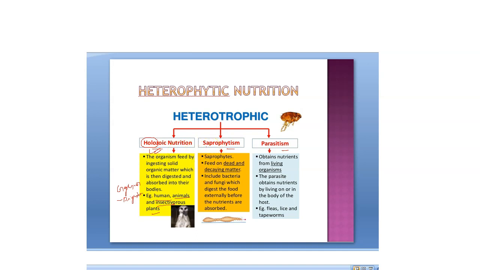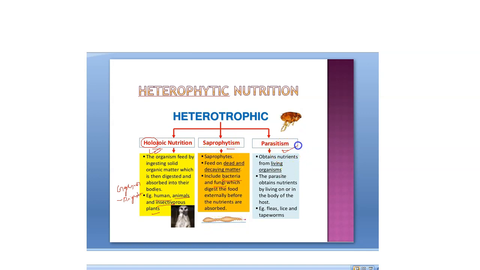Now let's see saprophytic nutrition. Saprophytic nutrition involves feeding on dead and decaying matter, and these basically include bacteria and fungi, which digest the food externally. Actually, these fungi and bacteria sit on dead and decomposing matter and release certain chemicals. These chemicals digest the organic food externally, and the digested food nutrients are directly absorbed. So in this way saprophytic nutrition comes into play.